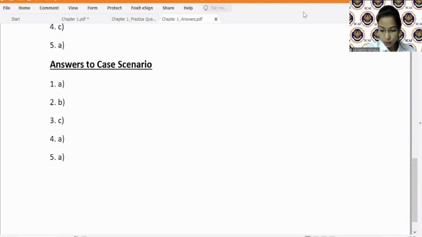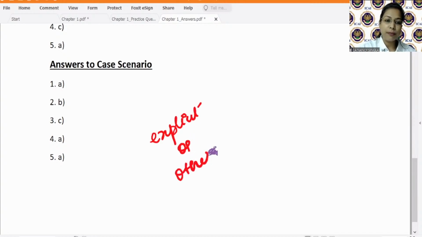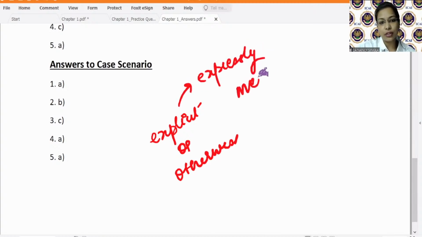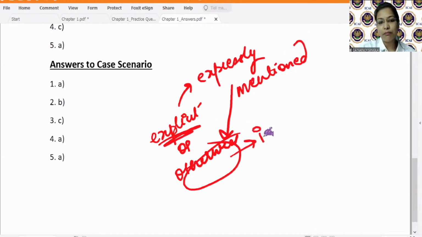Okay? So for all those who are asking me, ma'am, explicit. See, what does explicit mean? Explicit or otherwise. Explicit means expressly mentioned, where it has been expressly mentioned. Otherwise means the opposite of explicit, which is implied. Okay? Clear? So students, I hope this chapter is clear.